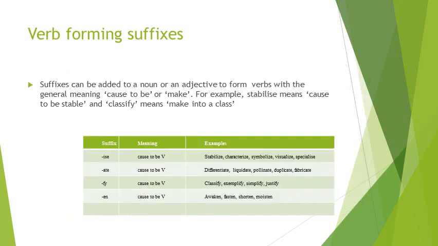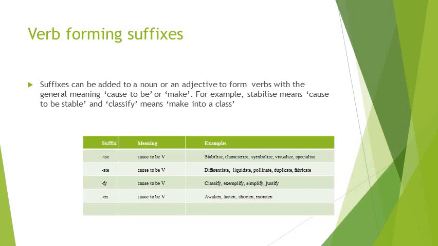So let's move and consider verb-forming suffixes. Suffixes can be added to a noun or an adjective to form verbs with the general meaning of cause to be or to make. For instance, stabilize means to cause to be stable, and classify means to make into a class.